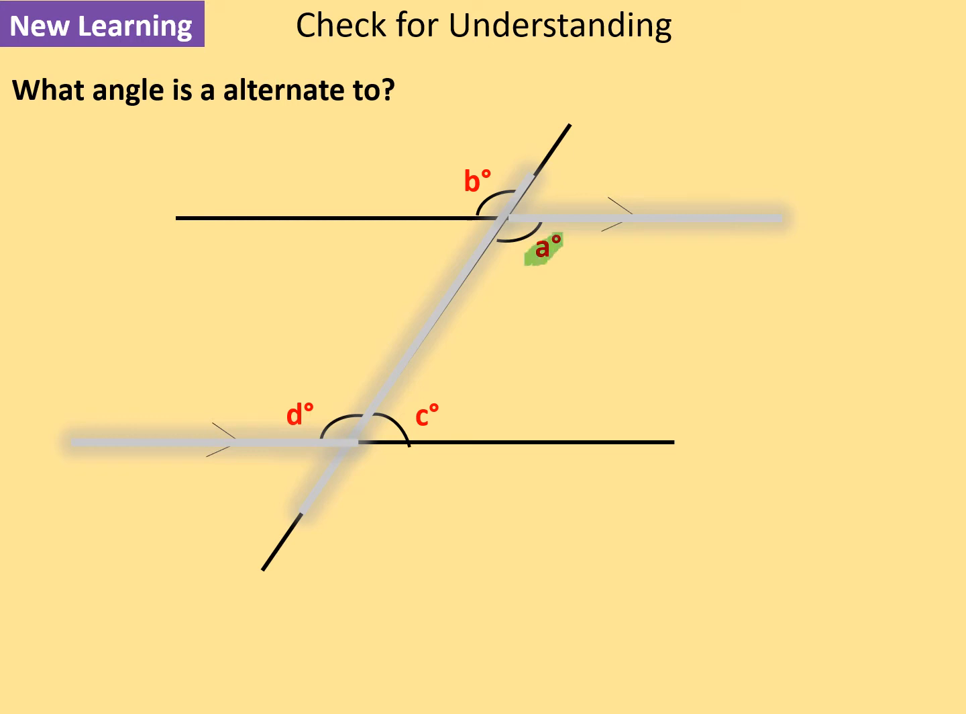and we need to find the angle that is in the interior region of these two lines, and we need to find that same angle which is in that interior region and is also on the opposite side of the transversal. We should hopefully be able to see that this is D, so we know that A is alternate to D.